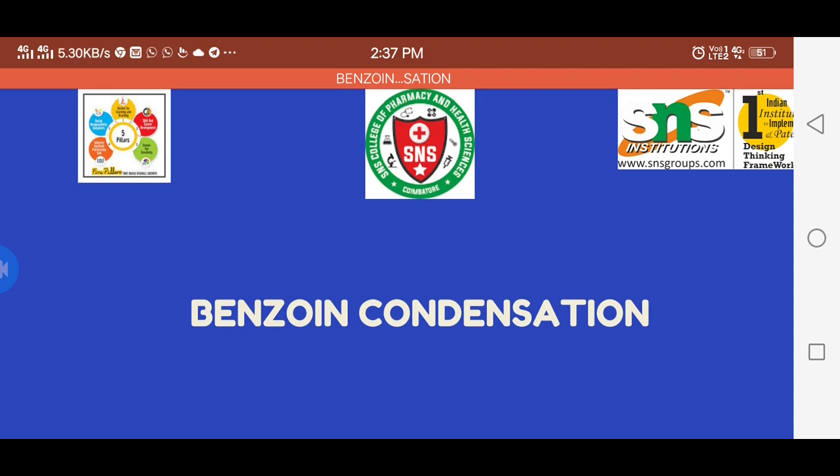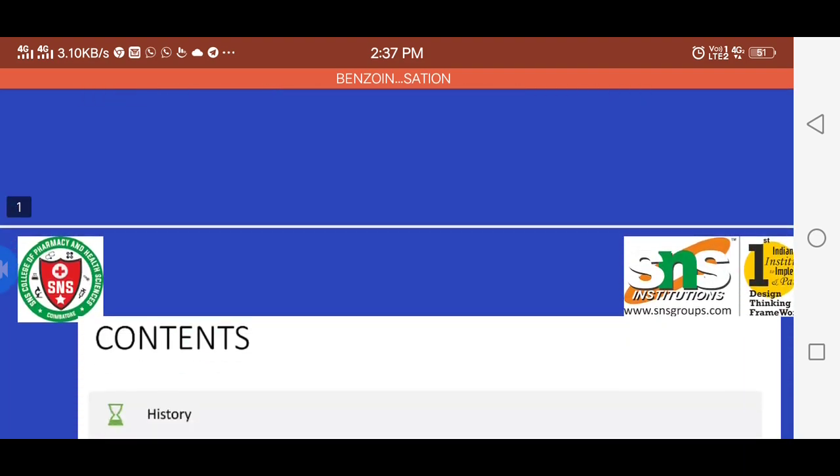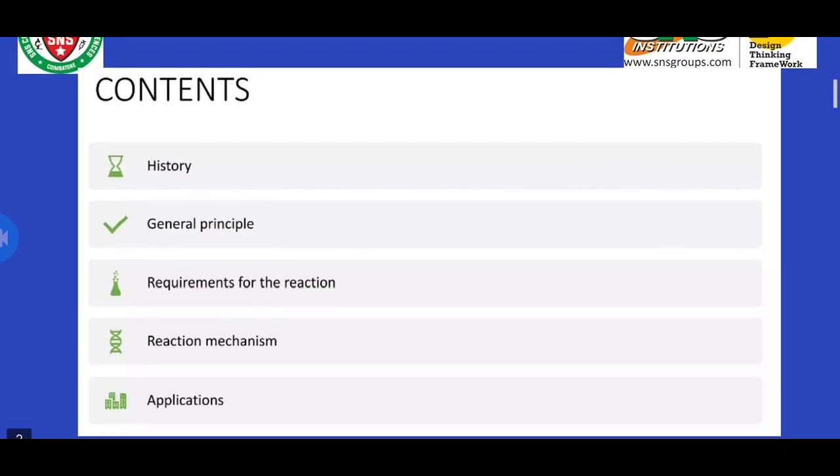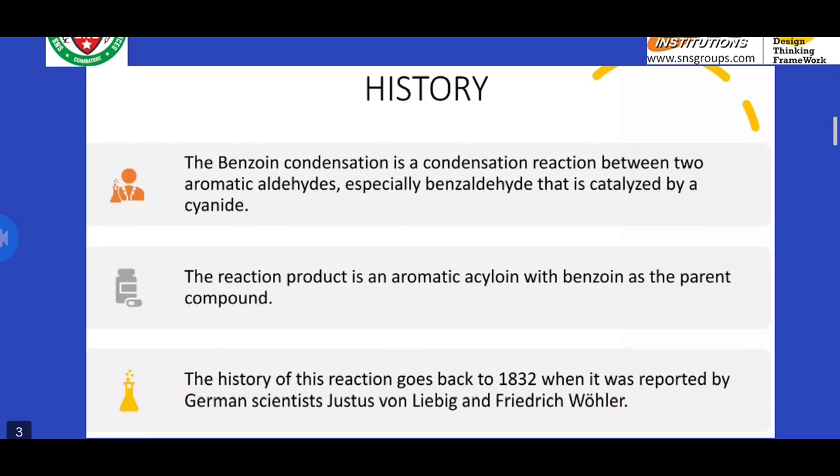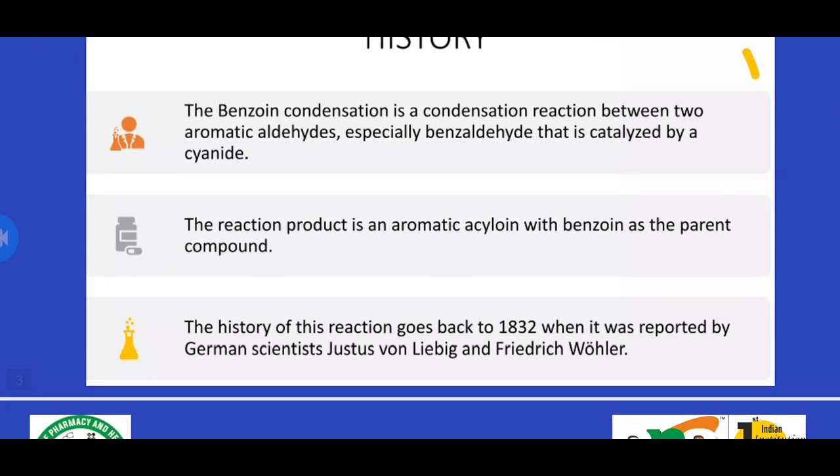Before that, we will see what are the contents you are going to see today. The contents in the benzoin condensation are the history of benzoin condensation, general principle, requirements for the reaction of benzoin condensation, the mechanism undergone in the benzoin condensation, and applications of that reaction. First, we will see the history of benzoin condensation.